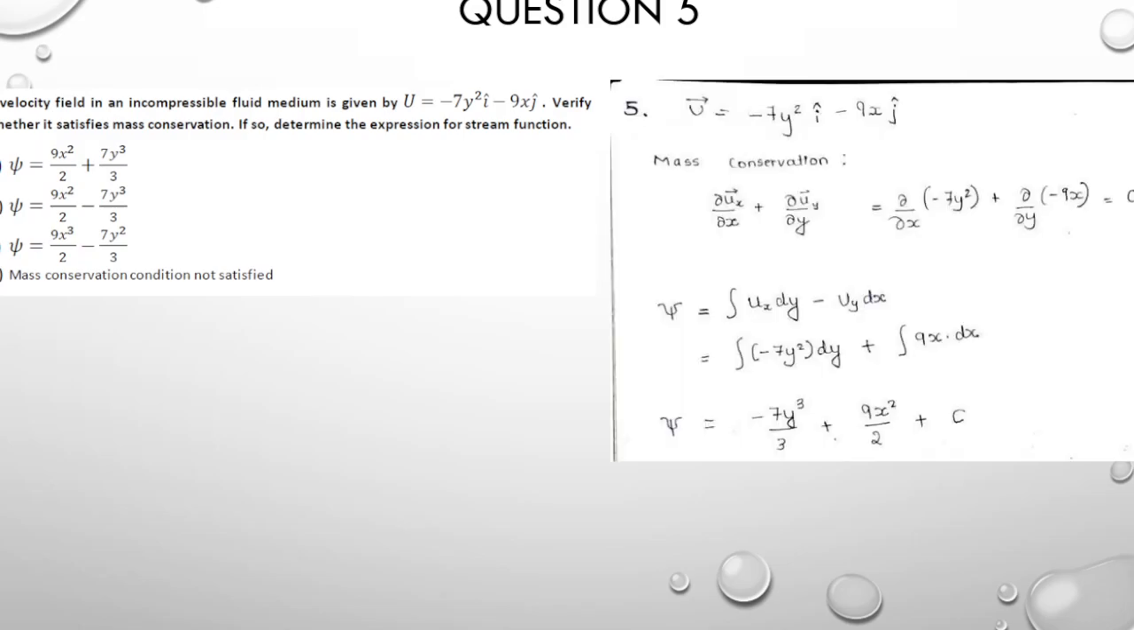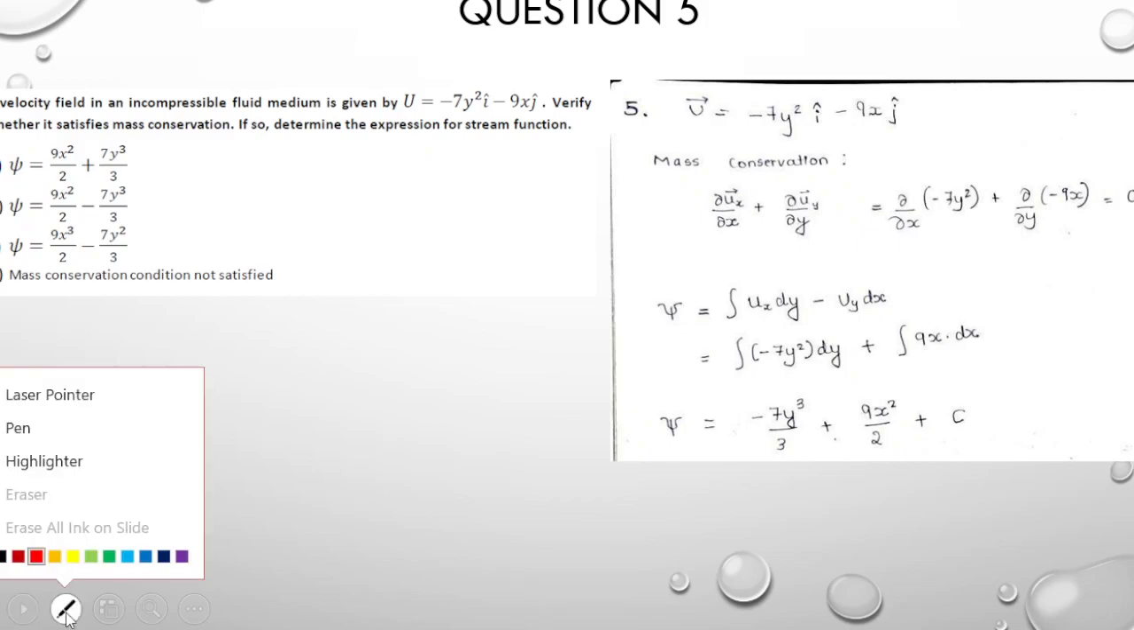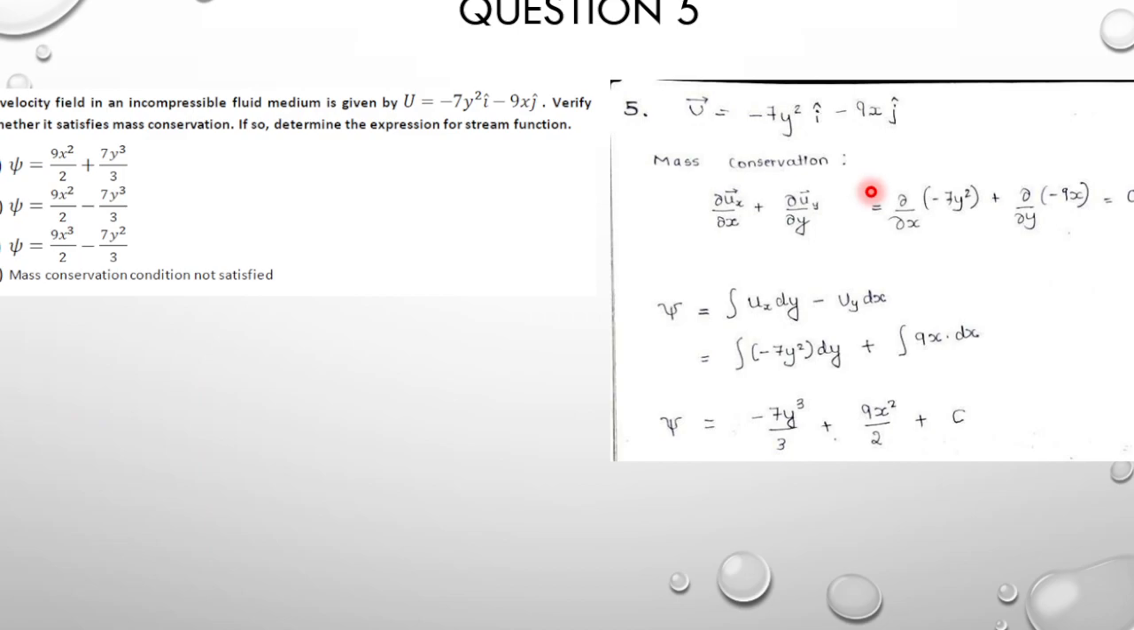So first let us see whether it satisfies the mass conservation or not. So what is mass conservation? The net rate of mass entering the control volume minus leaving the control volume should be equal to the mass change which is happening in the control volume. So there should be no net rate of increase or decrease of mass. That is, mass cannot be generated. So that is the main concept here, at least for the incompressible fluids.